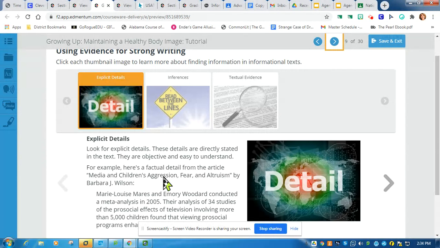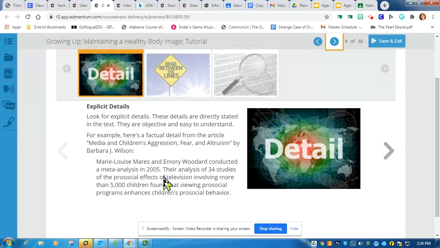Explicit details require you to look for detail. These details are directly stated in the text. Objective, easy to understand. Okay, here's an example of a fact. A factual detail is a fact. Okay, and it's specific.